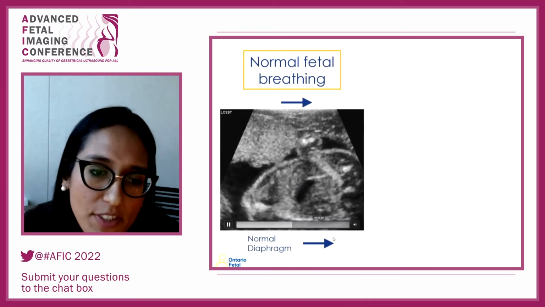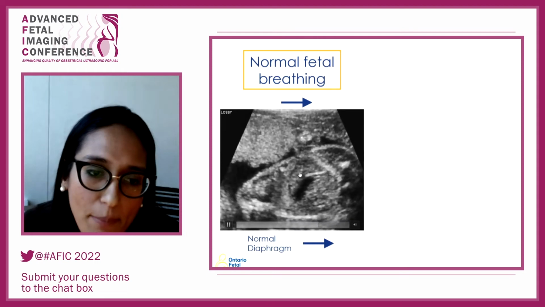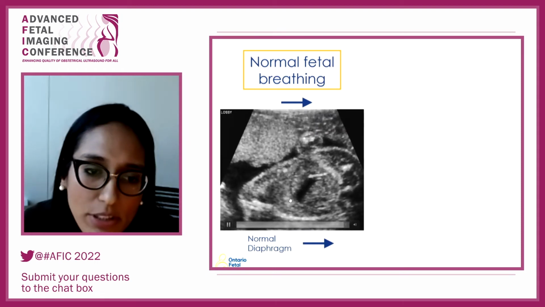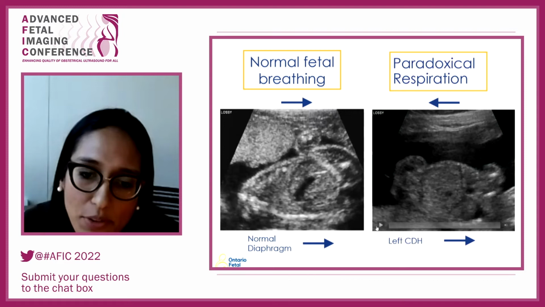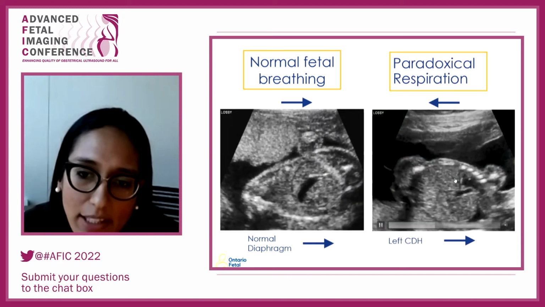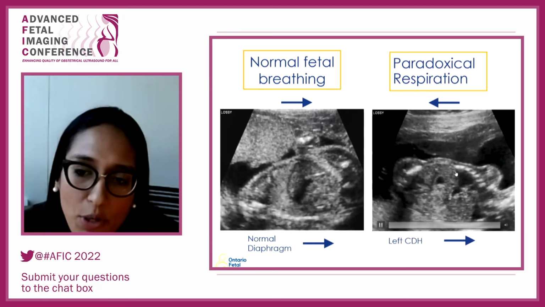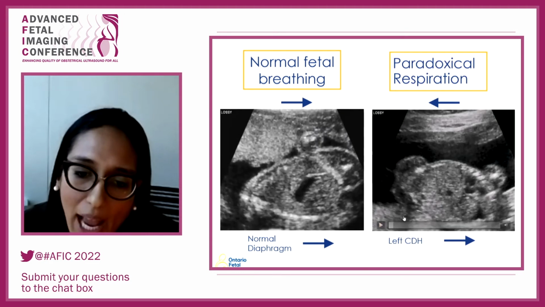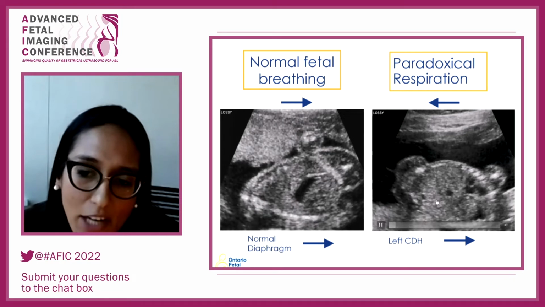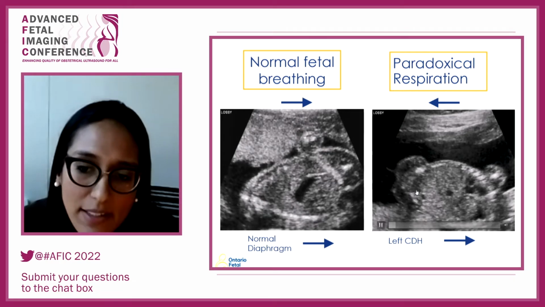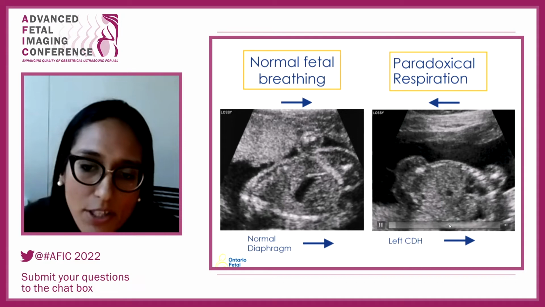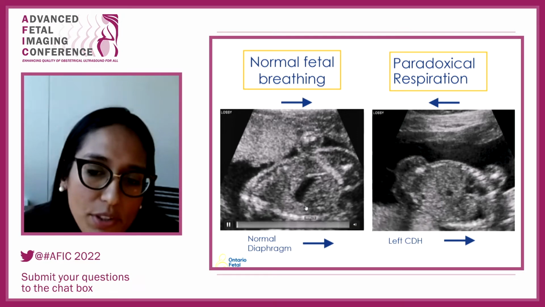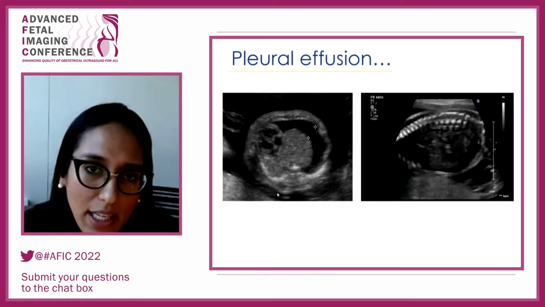The other important clue is looking at breathing. We all do biophysical profiles, so pay attention to the diaphragm, making sure that it's moving up and down in unison. Sometimes what you'll see with diaphragmatic hernia is paradoxical breathing, where part of the diaphragm goes down appropriately, but the diaphragm on the other side doesn't actually move down, and what's in the abdomen is moving into the chest. This paradoxical breathing is very pathognomonic for CDH.